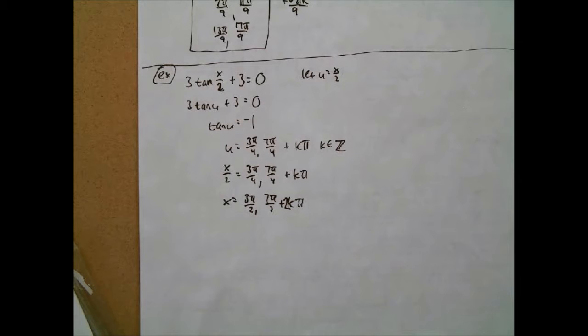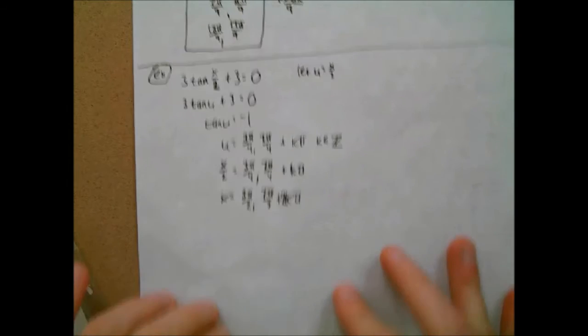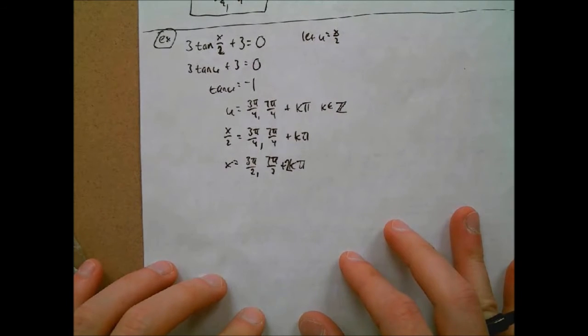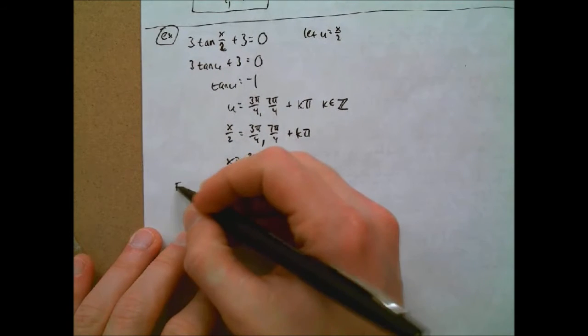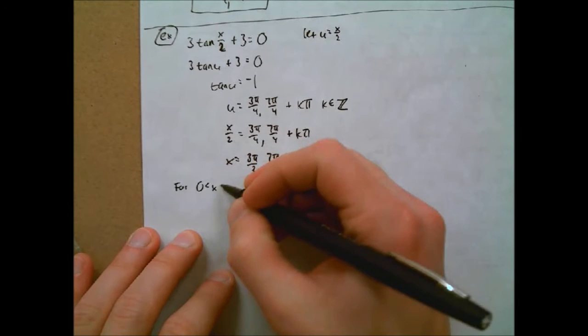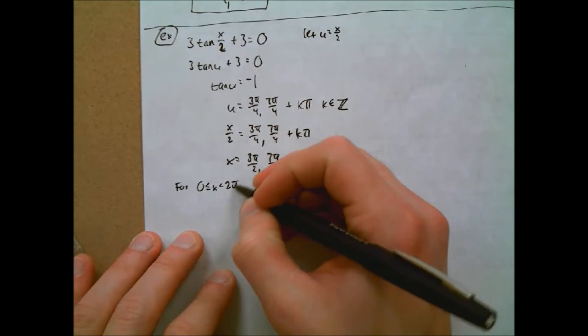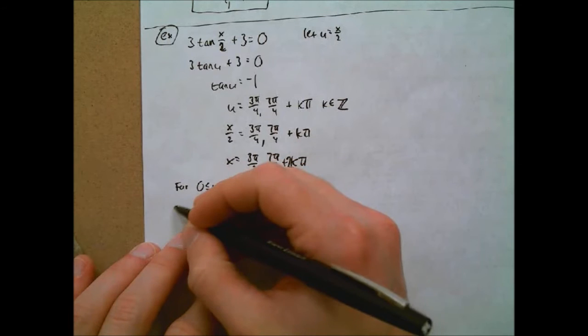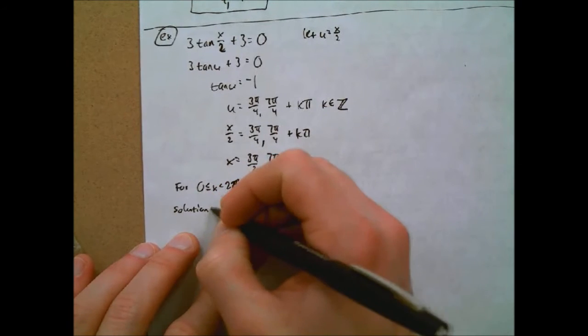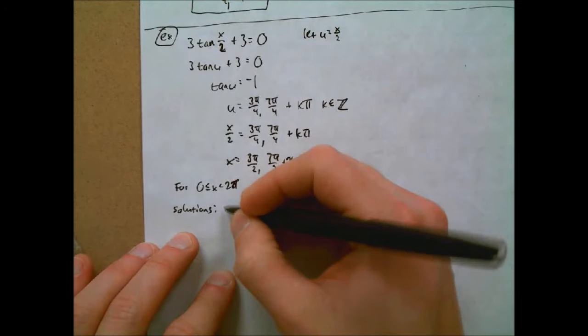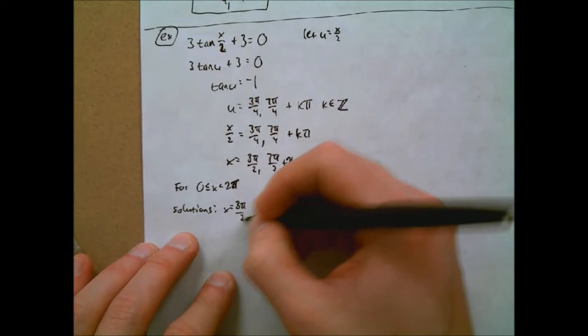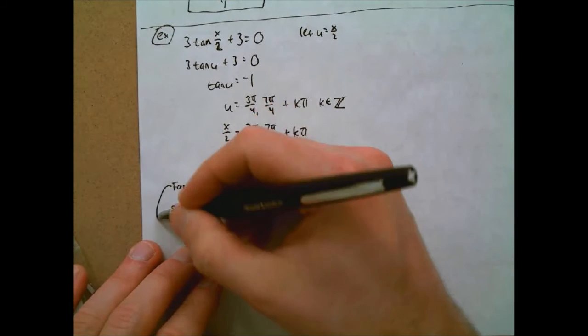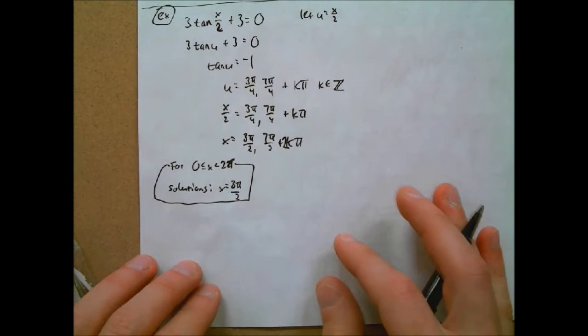So in this case, if we were only looking for solutions between 0 and 2 pi, what would our answers be? What would our solutions be? Not neither. 3 pi over 2. But only that one. Okay? So if the only solutions we wanted were between 0 and 2 pi, only 3 pi over 2 would work.